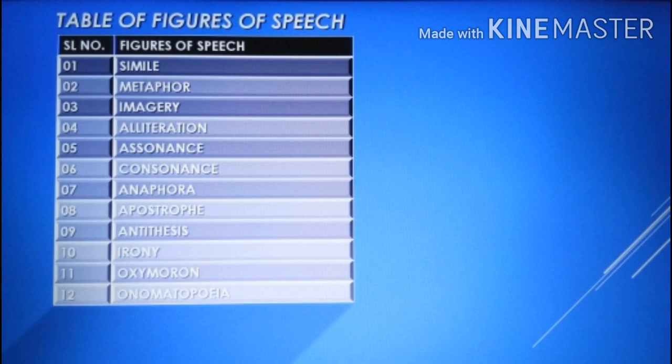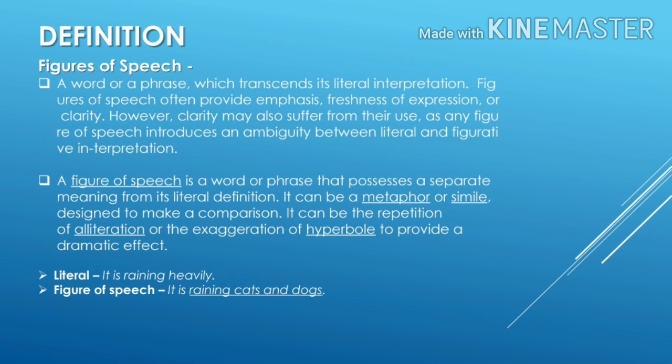Here we have the table of figures of speech. The figures of speech that we are going to discuss in this video lesson: simile, metaphor, imagery, alliteration, assonance, consonance, anaphora, apostrophe, antithesis, irony, oxymoron, and onomatopoeia. So let us now begin with the definition. What is figure of speech?